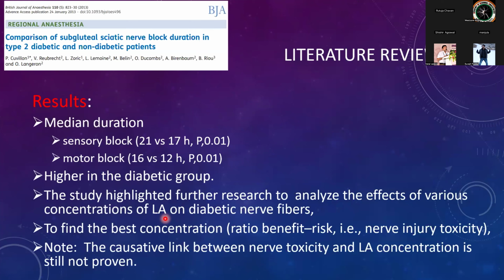This was another study comparing subgluteal sciatic nerve block duration in type 2 diabetic and non-diabetic patients, and it was found that the median duration of sensory and motor block was higher in the diabetic group of patients. The study highlighted that further research is required to get the best concentration of local anesthetic agents, so that there is less nerve injury and toxicity, and at the same time we are able to perform the surgery under regional anesthesia.